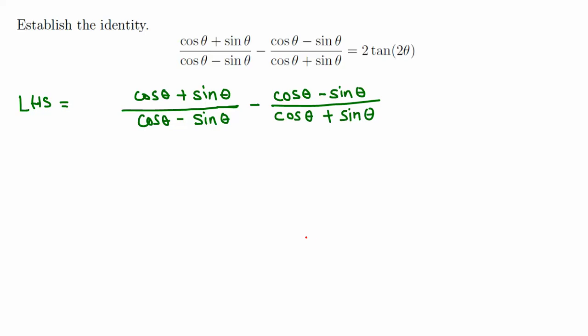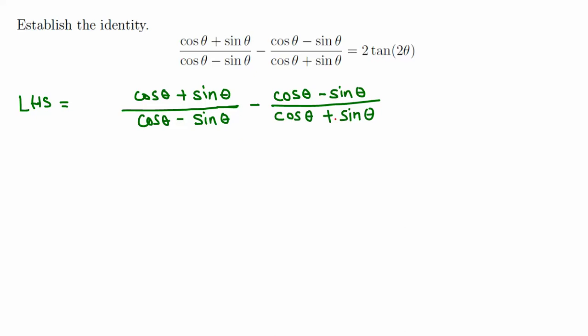Establish the identity: (cosine theta plus sine theta) over (cosine theta minus sine theta) minus (cosine theta minus sine theta) over (cosine theta plus sine theta). Subtracting this fraction from this should be equal to 2 tangent theta. So let's start from the left side and combine these two fractions. Basically we subtract the second fraction from the first, then eventually we have to get 2 times tangent theta.